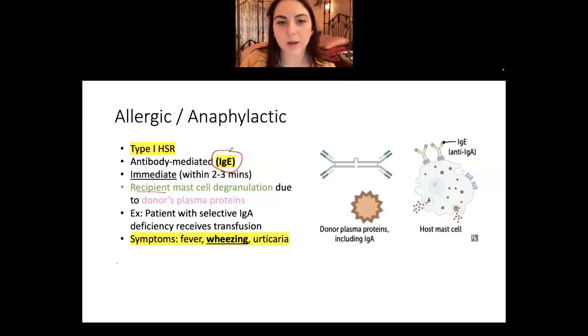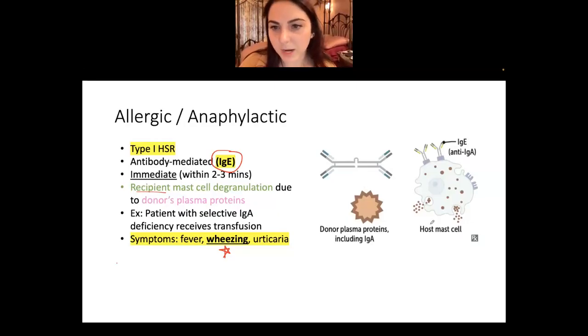It's going to look like all the symptoms that would be IgE mediated: fever, wheezing, urticaria, so itching and hives. But wheezing is the big one, because remember TRALI, which we're going to talk about, is the lung one. That is lungs, but wheezing is not a symptom of TRALI. So just keep that in mind. Wheezing is for the allergic anaphylactic one. Again, just think of an anaphylactic reaction.